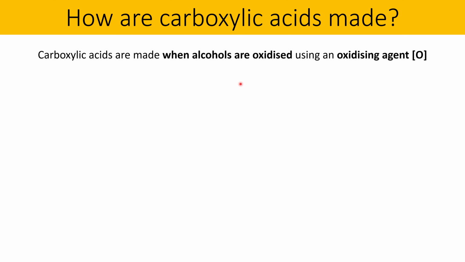Okay, so let's have a little look at how carboxylic acids are made. So to begin with, what you need to know is that we can oxidize alcohols. Okay, so if you take the alcohols that we looked at previously, if they undergo this process of oxidation, the gain of oxygen, using something called an oxidizing agent, then they're going to turn into carboxylic acids. Now this chemical, the oxidizing agent, we represent in equations using O in square brackets.